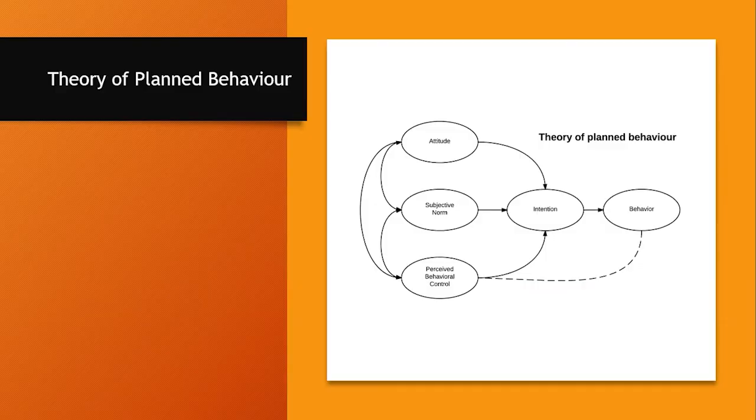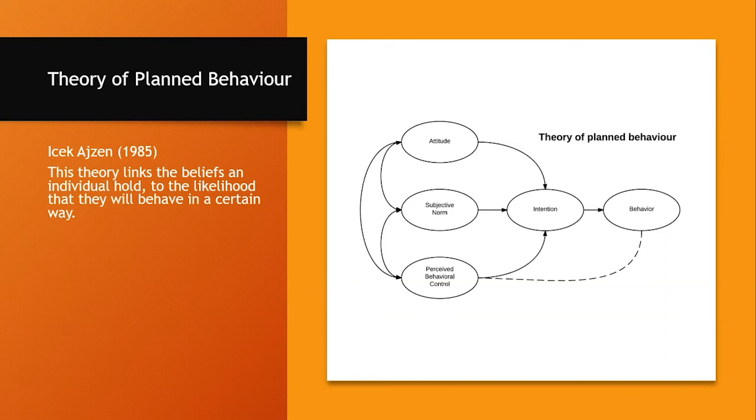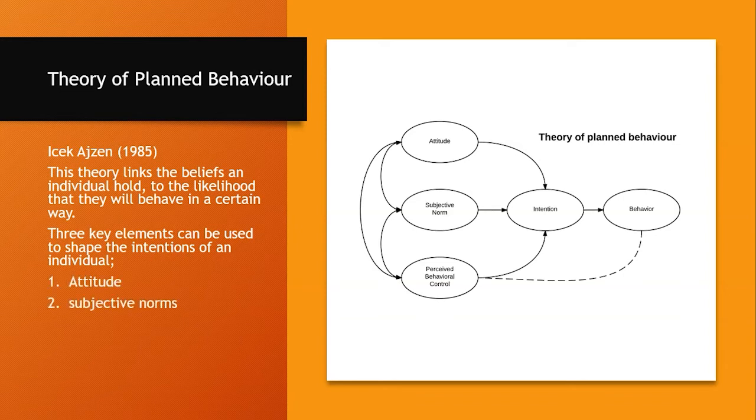Next is the theory of planned behavior. This is from 1985, and this theory links to the beliefs an individual holds and how likely they are to behave in a certain way. Three key elements are used to shape the intention of this individual. The first is attitude, then subjective norms, and then perceived behavioral control. In the diagram on the screen, you can see that these three all feed into the person's intention. If they have a positive intention to do a behavior, that will lead to the behavior. But the intention has to be there first.